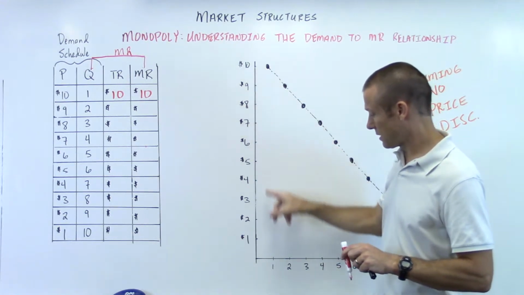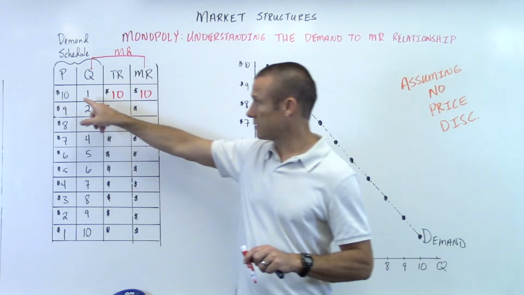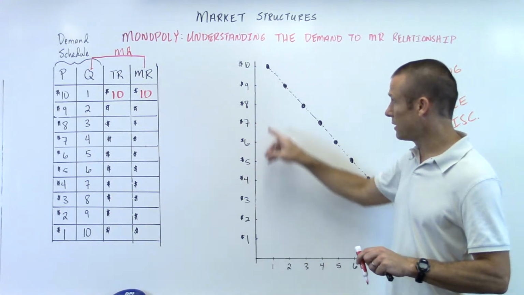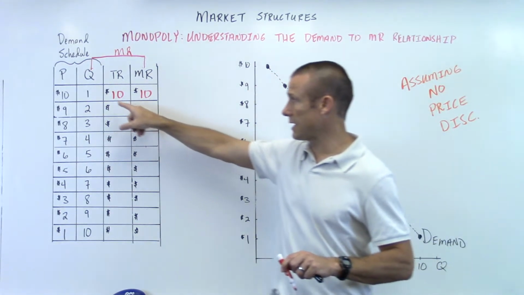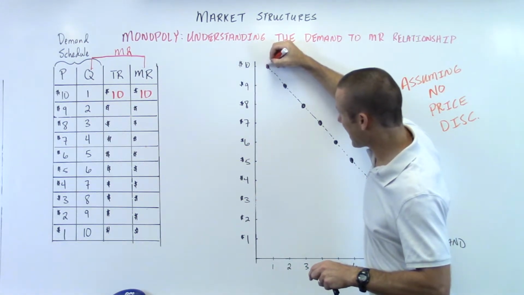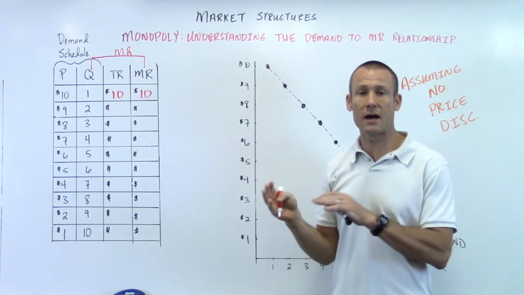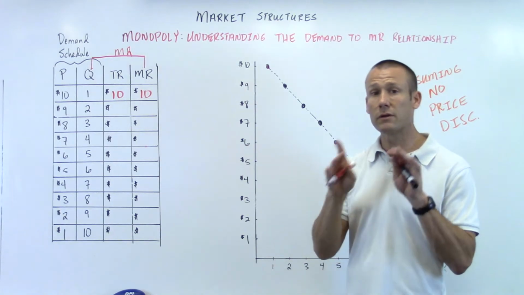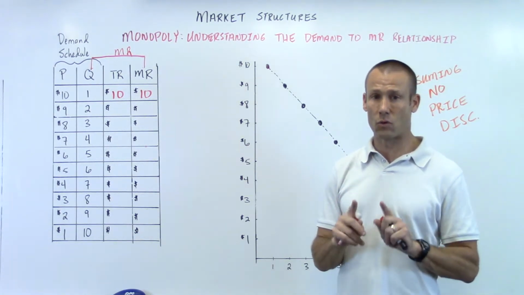$10 price, one person's going to buy it. At an output of 1, the marginal revenue is 10. So these dots are in the same place. The dot on the MR and the dot on the demand curve are the same at an output of 1, but that's not going to continue.